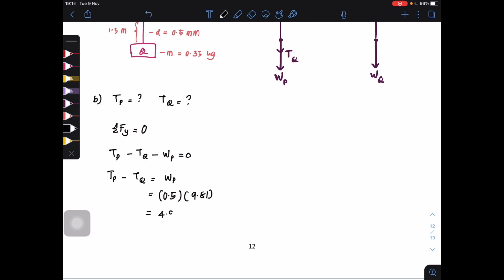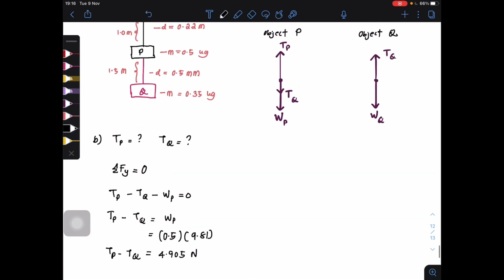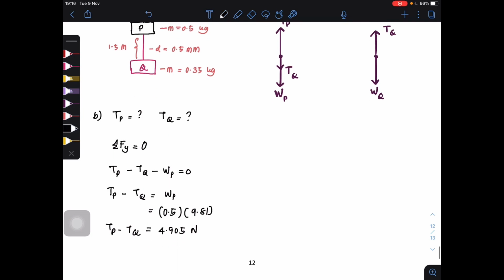Equal to 4.905 Newton. So this one kita tiada lagi. So just leave it like that. And then next one kita keluarkan for object Q pula.